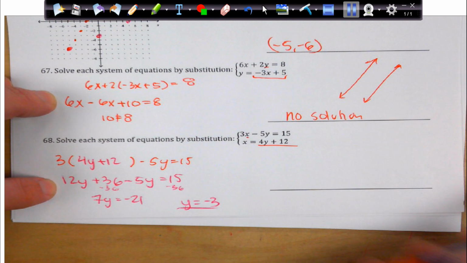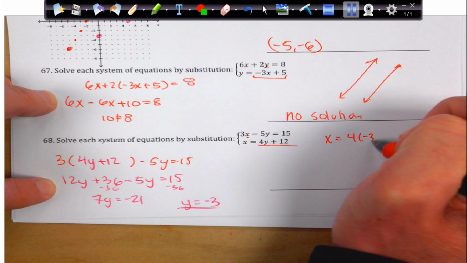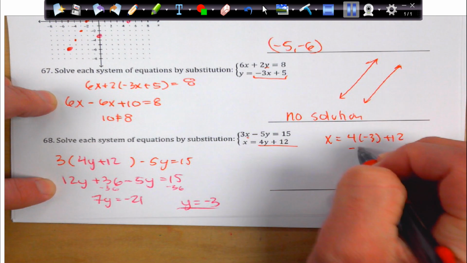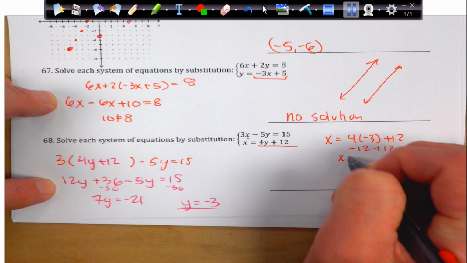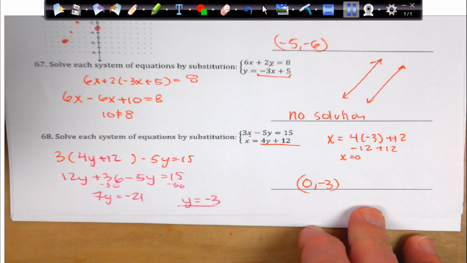And I plug that into any of the equations. I'm going to plug it into this one, so x equals 4 times -3 plus 12. That's going to be -12 plus 12, so x equals 0. So we get 0, -3 as where they meet.